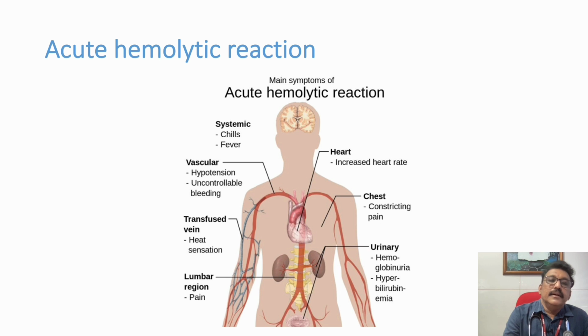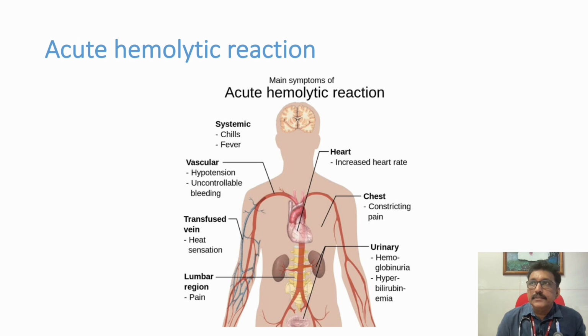So you can see acute hemolytic reaction. You can see fever with chills. Some patients can have vascular collapse, hypotension, shock, and uncontrollable bleeding, that is due to DIC. The vein can be inflamed after some time. Pain in the abdomen is very, very classical. Hemoglobinuria will give a red color to the urine. Hyperbilirubinemia can be there in some patients. Chest pain can be there in many patients. Tachycardia is also common.